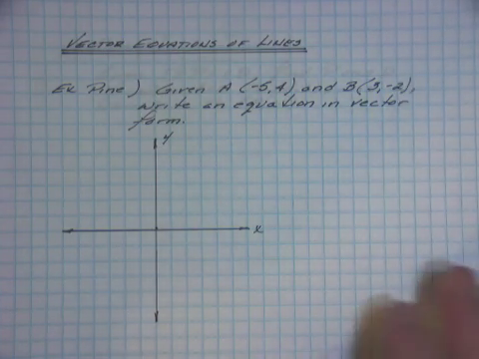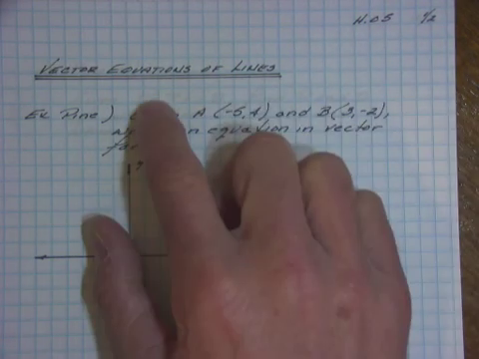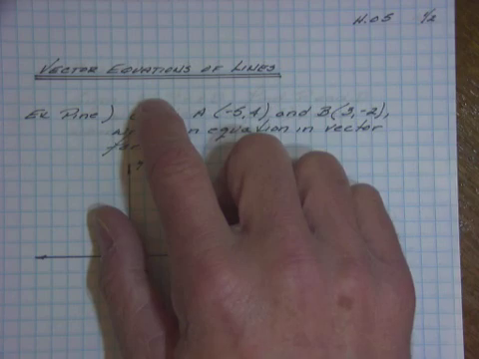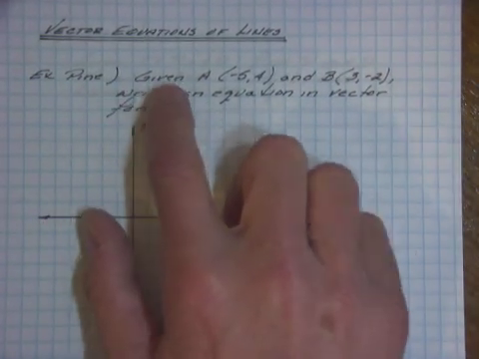Okay, guys, we're back at it. Today, we're doing H.05. And we're just going to go back and look at vector equations of lines a little deeper. So here's our first example.